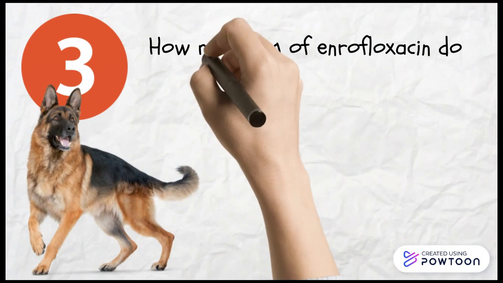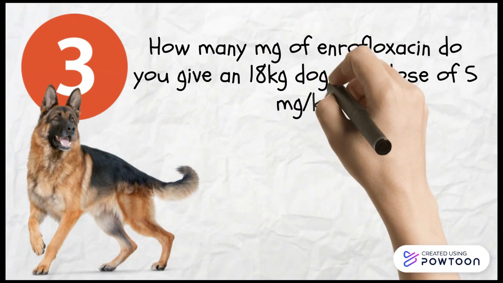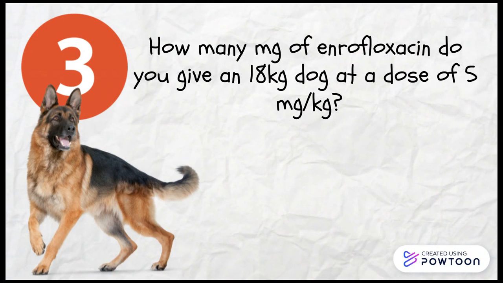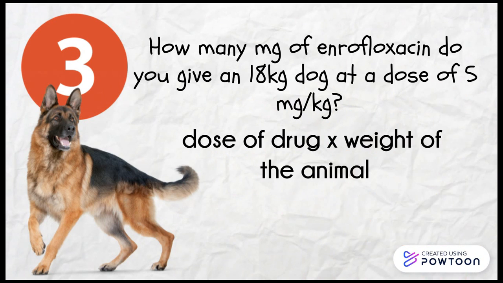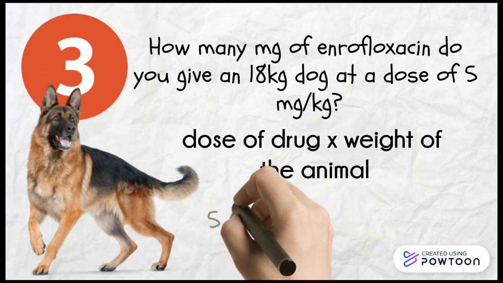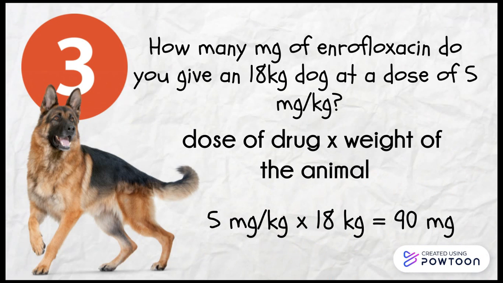How many milligrams of enrofloxacin do you give an 18 kilogram dog at a dose of 5 milligram per kilogram? Multiply the dose of drug to the weight of the animal. So, 5 milligram per kilogram multiplied to 18 kilogram is 90 milligrams. Therefore, the 18 kilogram dog needs 90 milligrams of enrofloxacin at a dose of 5 milligram per kilogram.